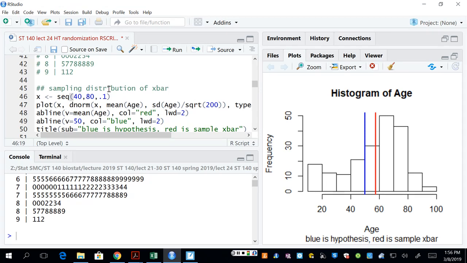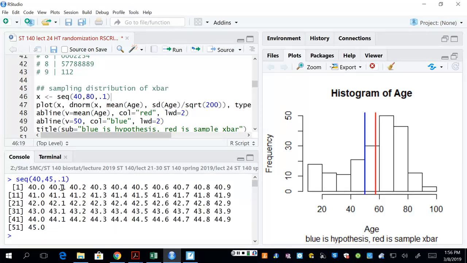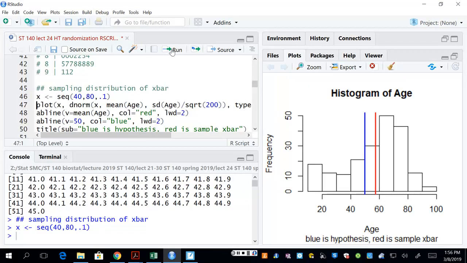So if we do that, the averages are not really going to vary between 20 and 100. It's going to be tighter, so I'm going to do it between 40 and 80. Like this little sequence command gives me numbers. So the sequence from 40 up to, say, 45 going by 0.1s gives me 40, 40.1, 40.2, etc. I'm going to do that up to 80, so it's a little bit longer.